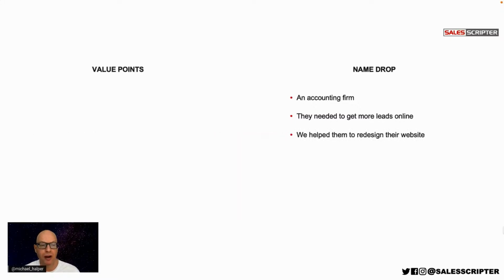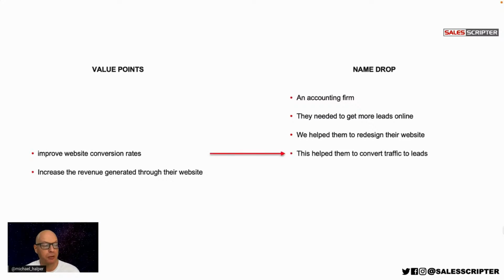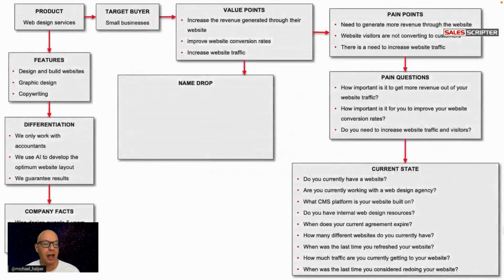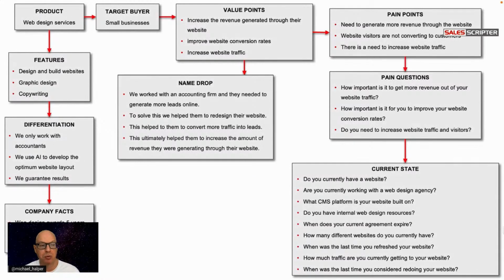Then we can look at our value points that we already brainstormed. We have these 2. So we help them to convert more of their website traffic into leads, and that helped them to increase the revenue that they generated online. And so then that becomes our name drop example blurb. And then that's part of our sales message. And we can use that for, like I said, a lot of our different scripts and different areas of prospecting. So that's the process for creating your sales message.